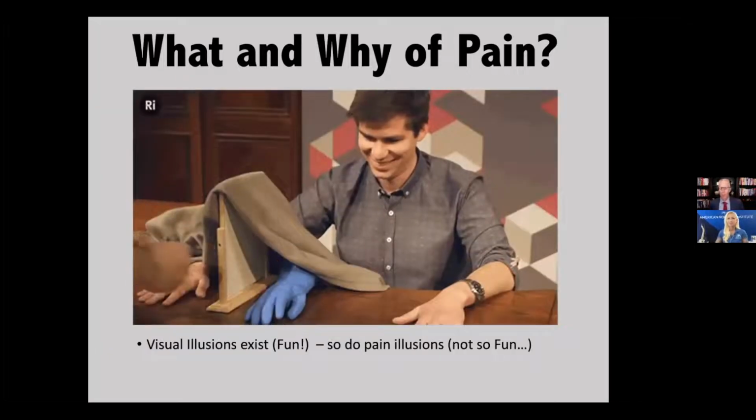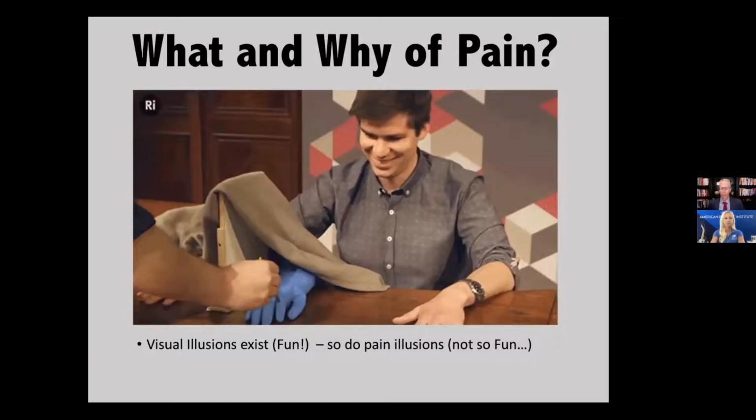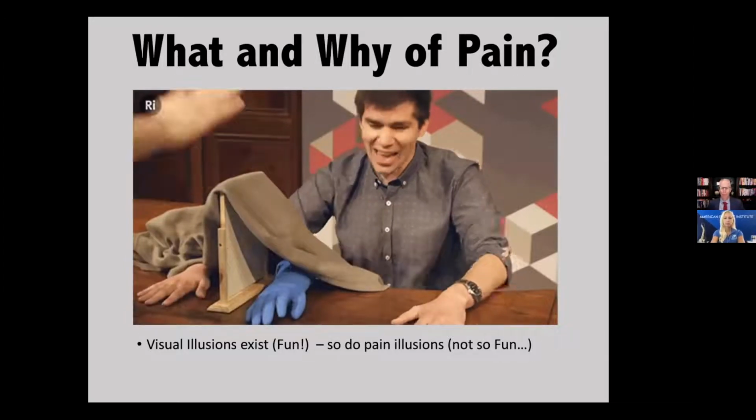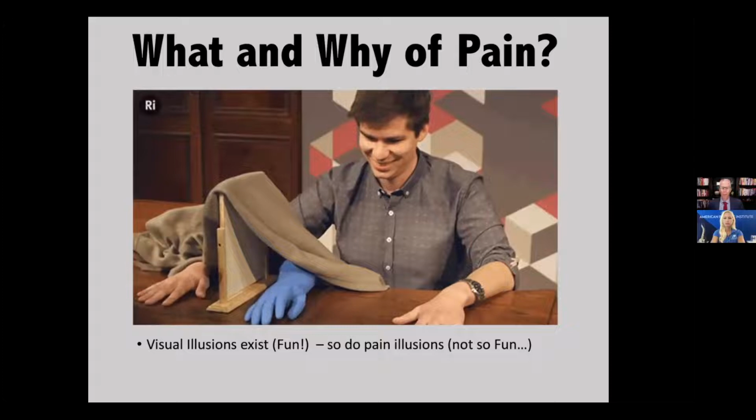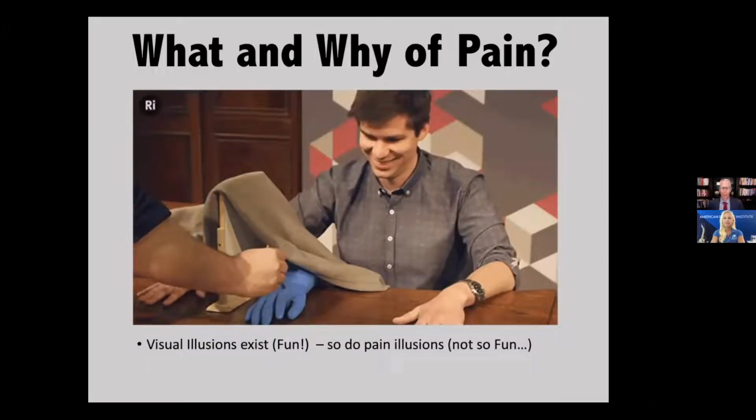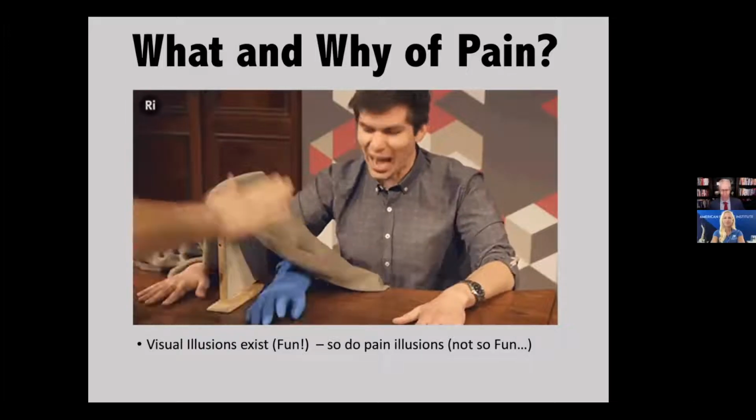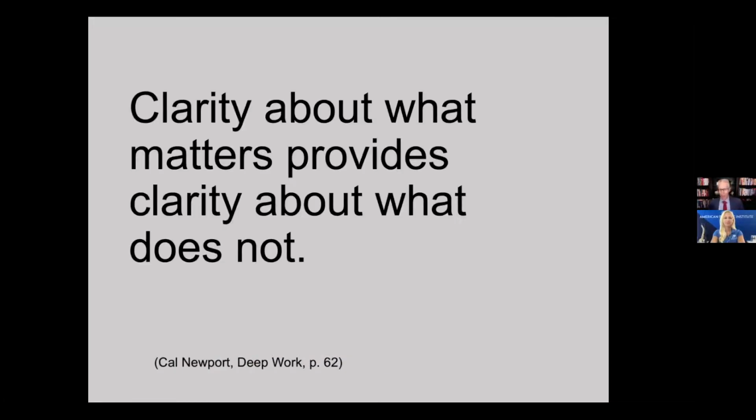So, why do we have it? Visual illusions exist. They're fun. But there's also the rubber hand illusion, the pain illusion, and it's fun unless it's your real hand. I like to read about pain and how to image it, how to study it, how to quantify it. And I read this quote from Cal Newport in Deep Work: "Clarity about what matters provides clarity about what does not." And how does that apply to us?